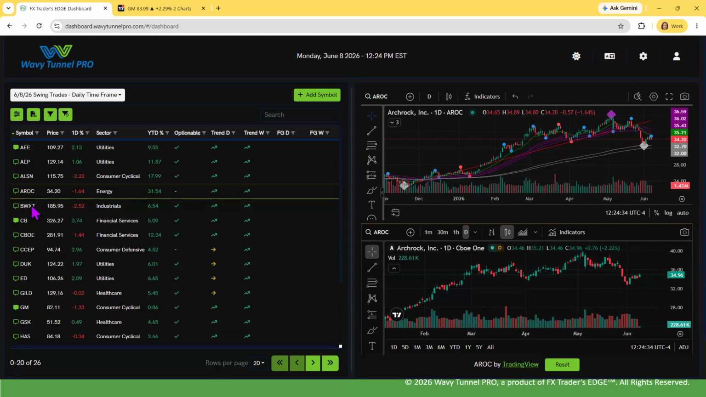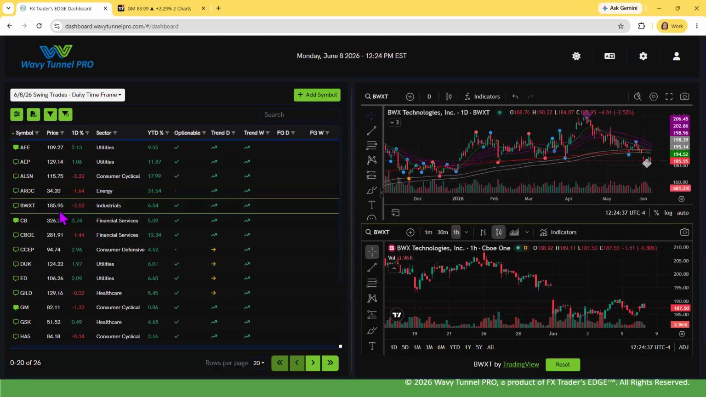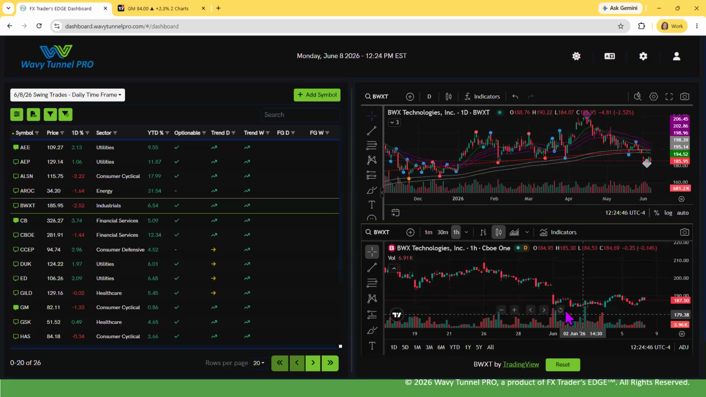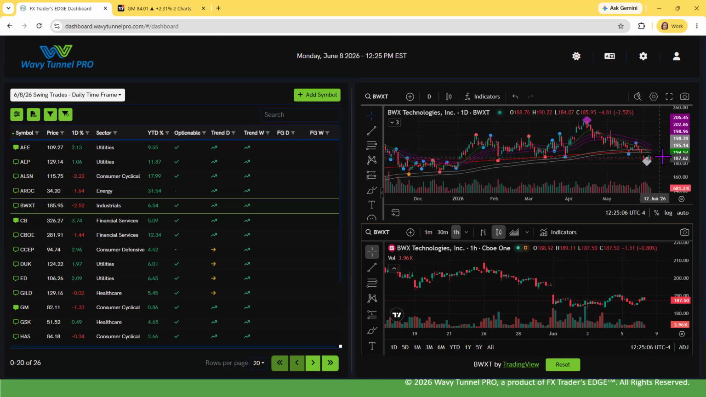Let's look at this industrial, BWXT. This is up 6.54% for the year. And it looks like this is the hourly, so we could be up a little bit on the day. This one, I would want to watch for a while because we have a sideways move down here. I would prefer that price trades above the filter. I want to make sure that a bottom is in place. Okay, and the wave is about to be in the tunnel here. So I would hold off with that one.